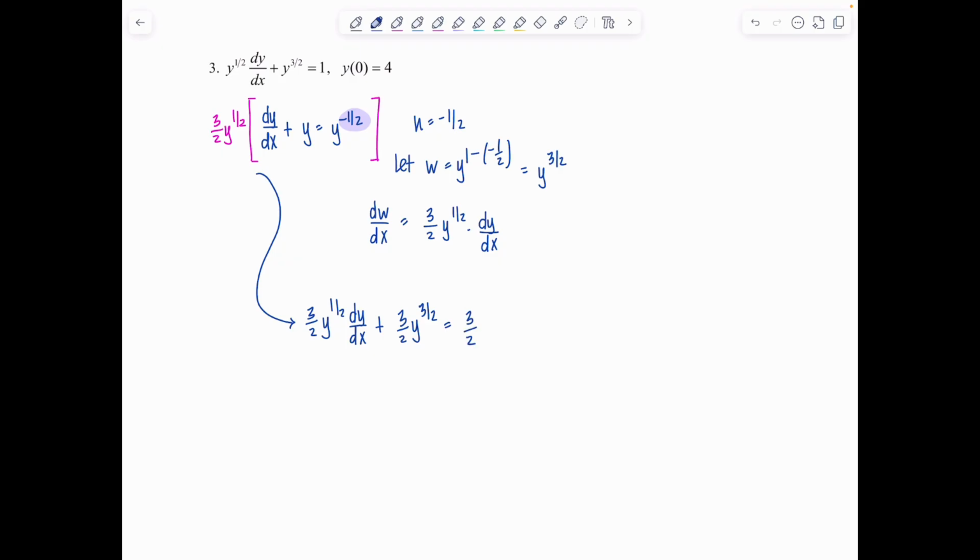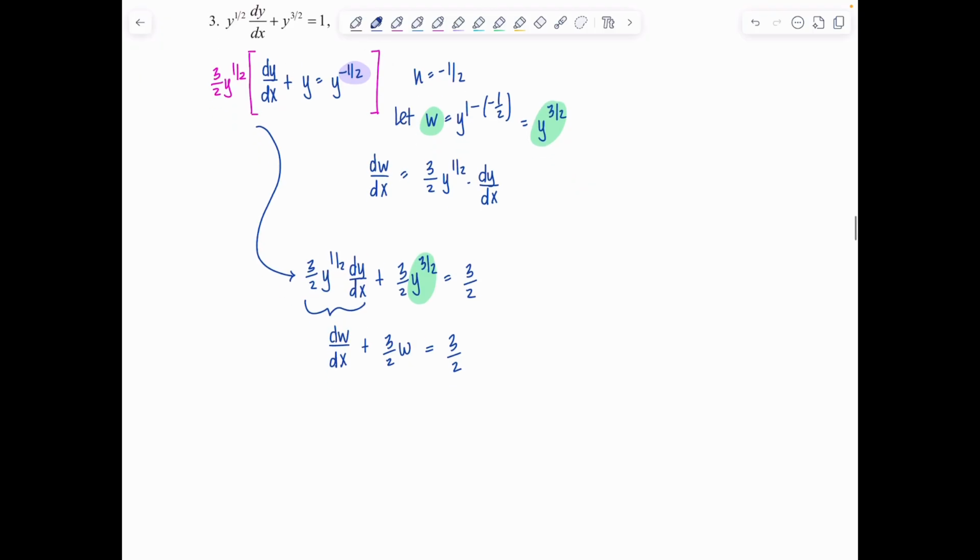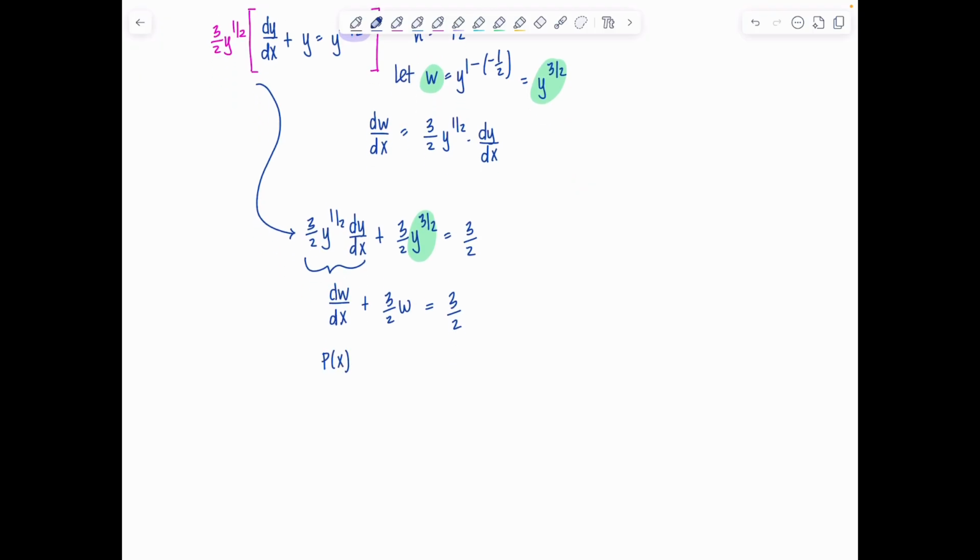Lovely. Okay, from here, let's see. This is indeed dw dx plus 3/2, and then who is y to the 3/2? Well, this time that's w. Ah, perfect. It will always work that way if you did things correctly. Equals 3/2. Perfect. So now p of x is just this constant right here, 3/2.